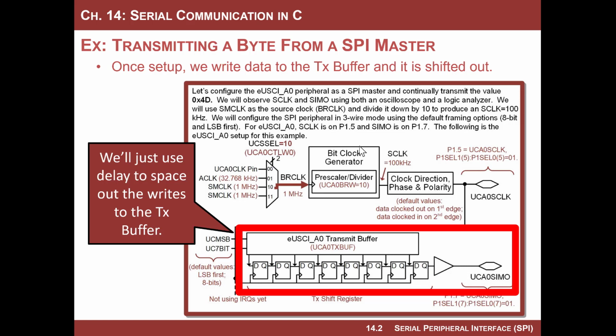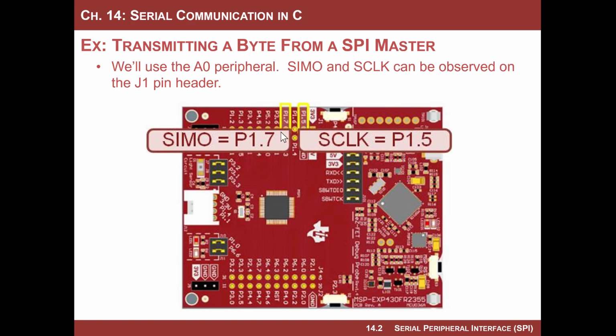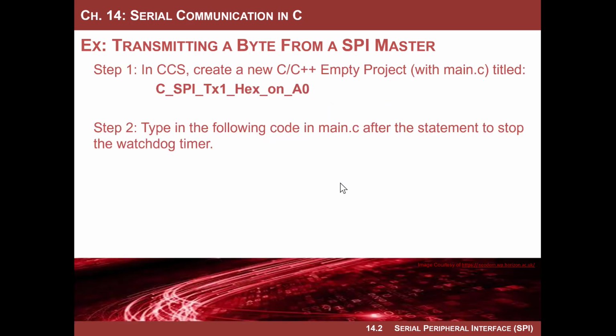Once we get everything set up, the theory is that we just drop information into the transmit buffer and it goes automatically. That's what we're going to do here. We'll just use delay to space it out. What's cool about it is the A0 SCLK and SIMO, which is where we'll see the data, just come out to pins on this J1 header, and we can put oscilloscope probes on this and just watch it. All right, so let's fire it up.